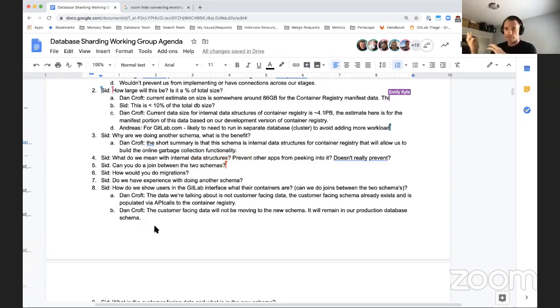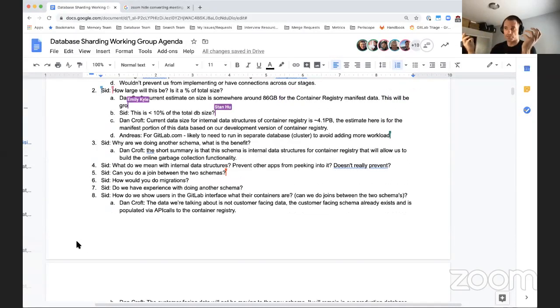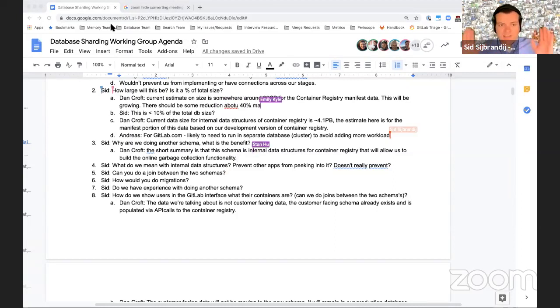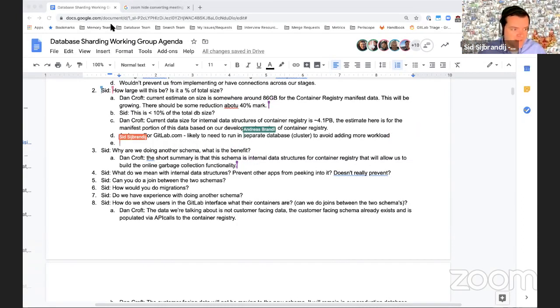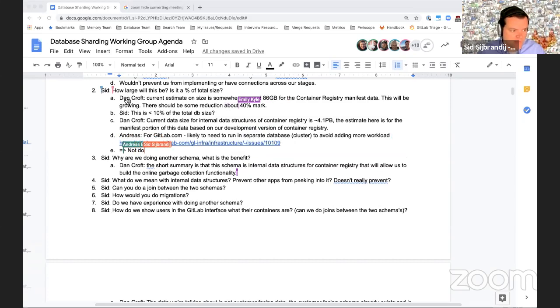Once we enable online garbage collection, we'll be able to reduce that. We're thinking around the 40% mark in terms of reduction. So that number could change, but that's the current estimate. Okay, but we're not doing this because of size. That's the conclusion. Correct. That is correct. We are not.